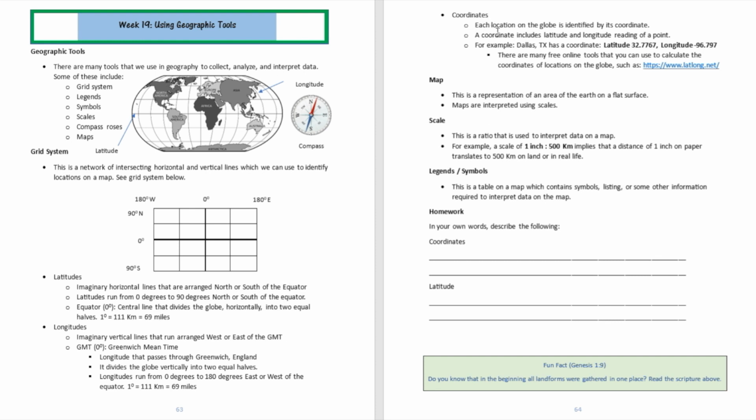Coordinates are a way to identify each location on the Earth or on the globe. Each location on the globe is identified by its coordinate, and a coordinate includes a latitude and a longitude reading of a point. For example, Dallas, Texas has a coordinate of latitude 32.7767 degrees and longitude negative 96.797 degrees. There are many free online tools that you can use to calculate the coordinate of your location on the globe, for example latlong.net. If you click on it and type your city, it's going to give you your coordinate.